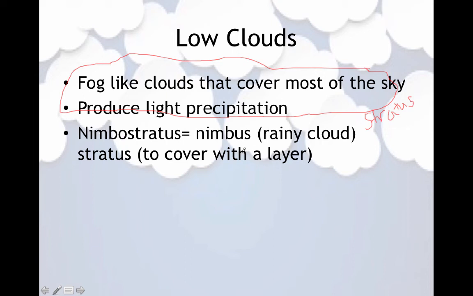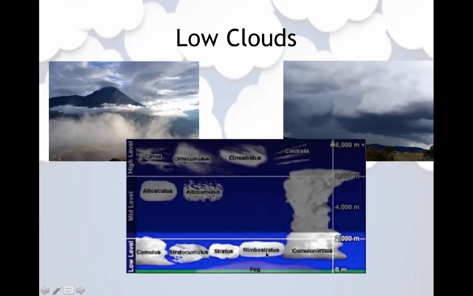We also have nimbostratus. In Latin, the word nimbus means rain. So our nimbostratus clouds are rainy clouds. And stratus means to cover with a layer. So these are these thick ones, nimbostratus down here, that are going to produce severe thunderstorms.